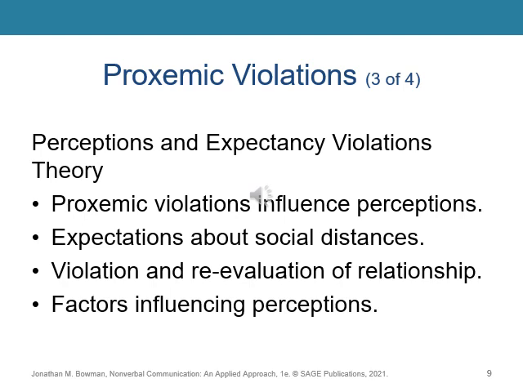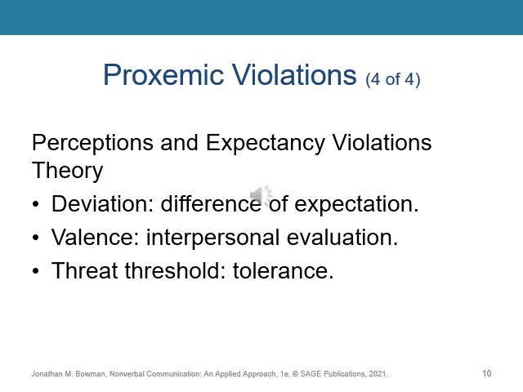Several factors influence perceptions. We will have an overview on this slide and then explore additional details on the next slide. First, there is deviation. Deviation is the magnitude of the difference from what is expected. Second, the violator's ability to offer interpersonal rewards or punishment is another factor. And third, threat threshold is the reactance of the violated person to the proxemic infringement. Let us look at the factors a little closer now.